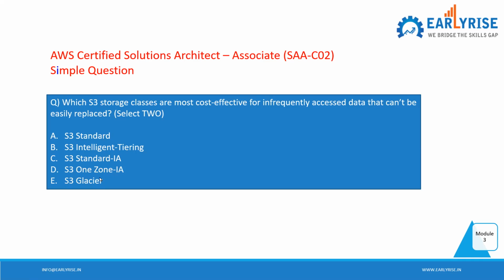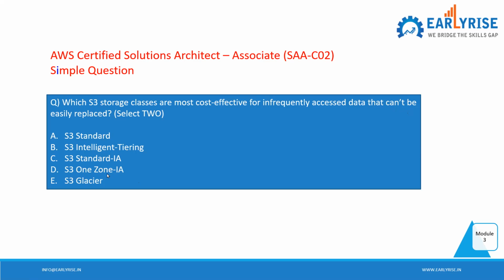Because we have a better option, we cannot choose D. We need to keep data which can be easily replaced. If you change that can't to can, getting it? If you change this can't to can be easily replaced, then it will be one zone. Data can be easily replaced, you put it in one zone, right?